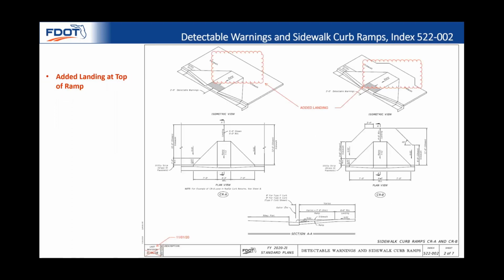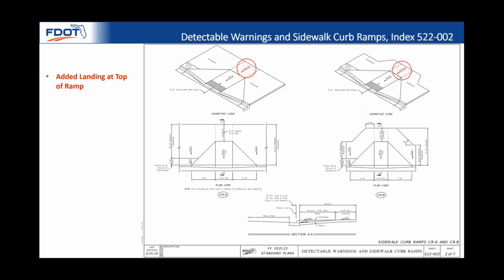Here on sheet 2, we made a minor change for clarity. Although they were already shown in the plan views, we were asked to add the landings to the isometric views. Here you can see we showed the landings here in the isometric views to match the plan views.